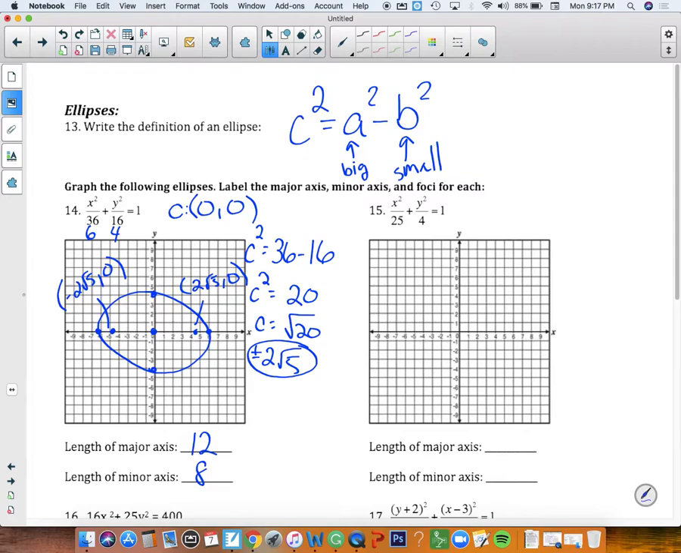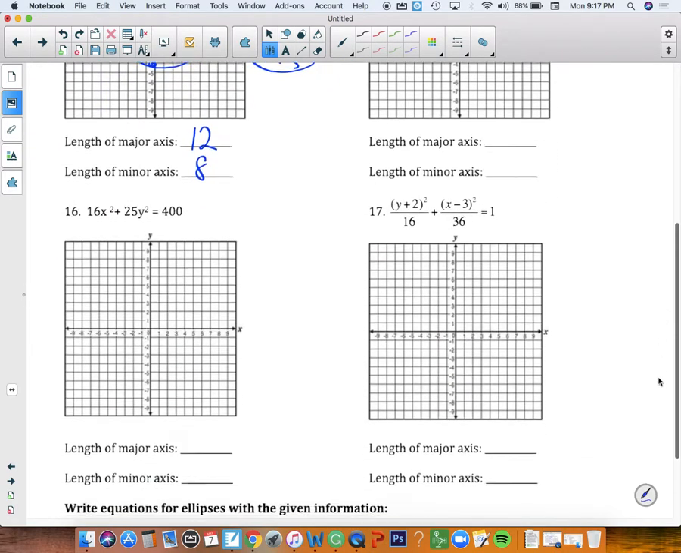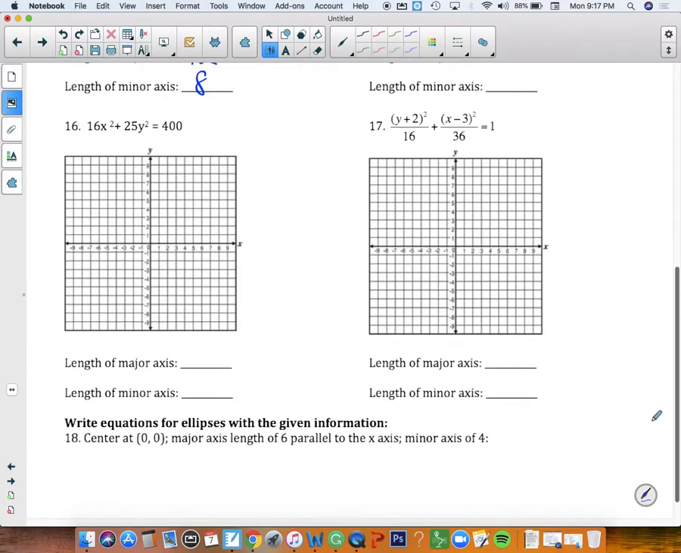All right? So that should be good enough for the regular ellipses. Number 15 is the same. For 16 and 17, I'll graph those. I'll show you how to set up 16. But it's pretty much the same as the ones above, okay? So think about the way the equations of ellipses are written.